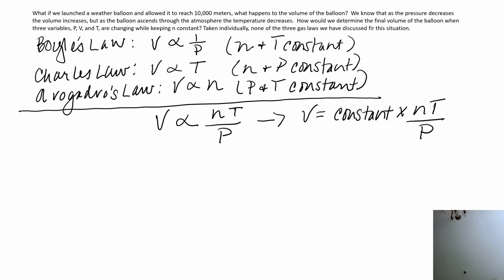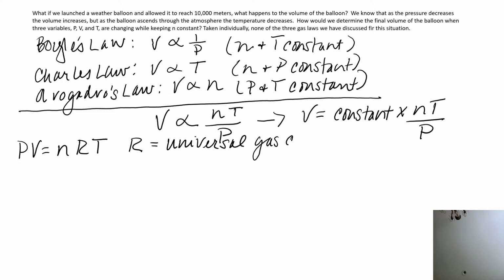or rewritten as the ideal gas law, PV equals nRT, where R equals the universal gas constant, which is 0.0821 liter atmospheres over mole K.